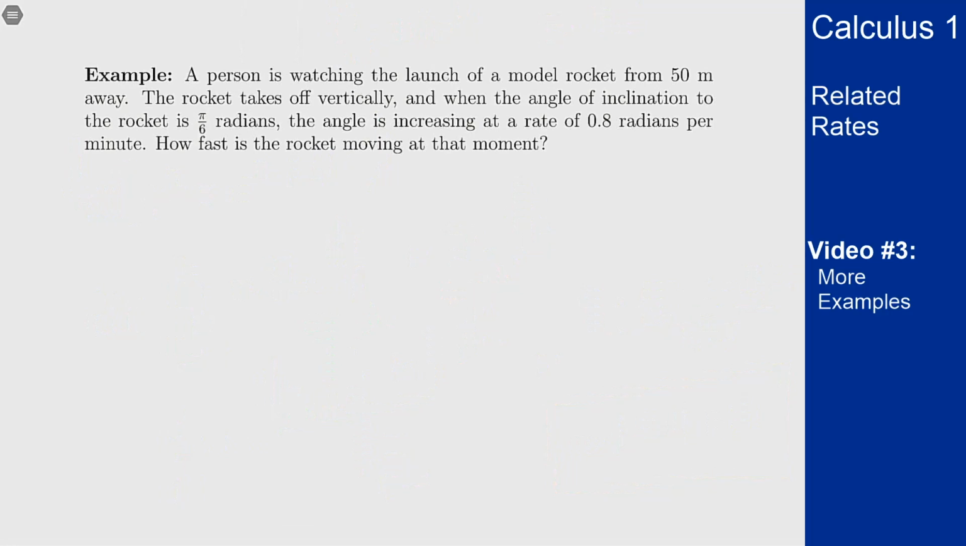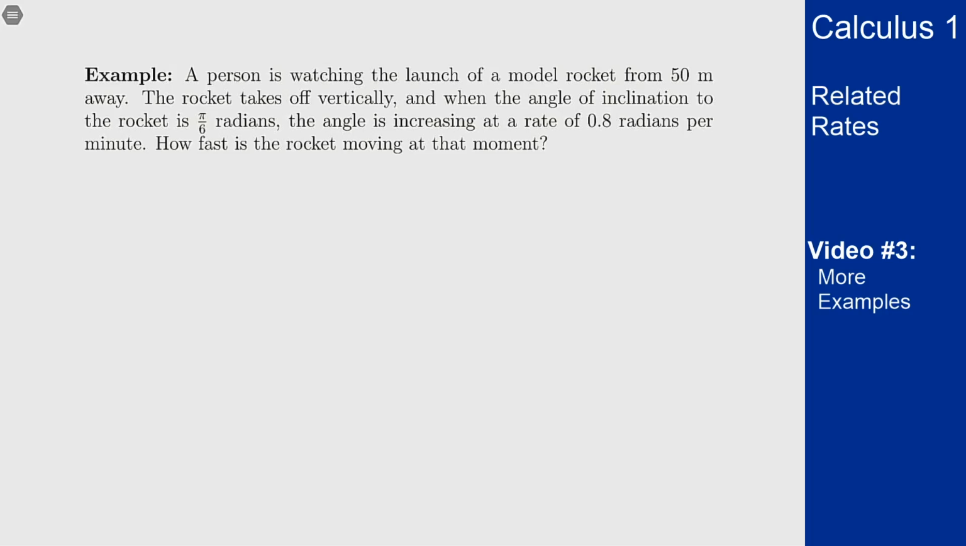Our second example here: a person's watching the launch of a model rocket from 50 meters away. The rocket takes off vertically. When the angle of inclination of the rocket is pi over 6 radians, the angle is increasing at a rate of 0.8 radians per minute. How fast is the rocket moving at that moment?